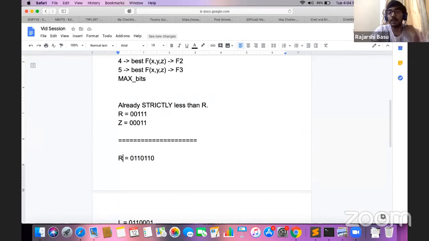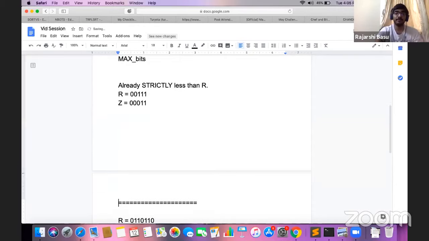By the way, one question someone asked: do we have to calculate Z inclusive of L and R? So before doing this, you check for R and for L individually, the boundary conditions. And then what I am trying to do is find a Z that is strictly less than R and strictly greater than L. You check the boundary conditions individually.